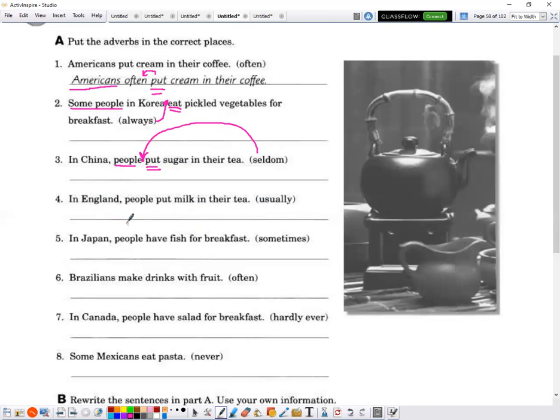What's the subject? What's the verb? What about usually? Between. Exactly. Before put. Nice.